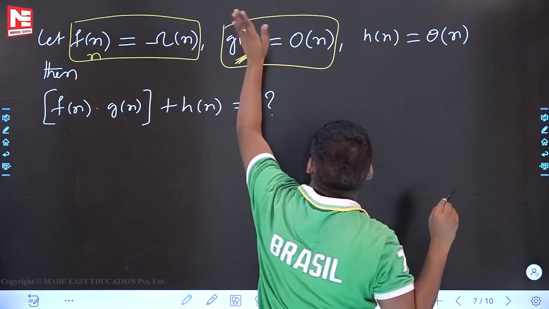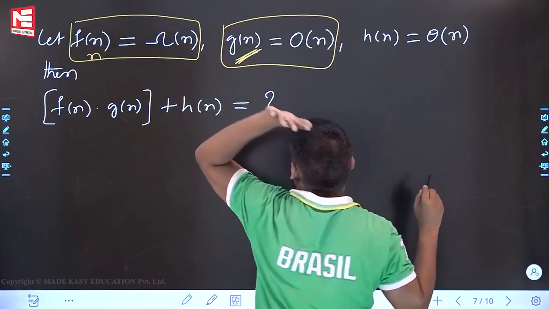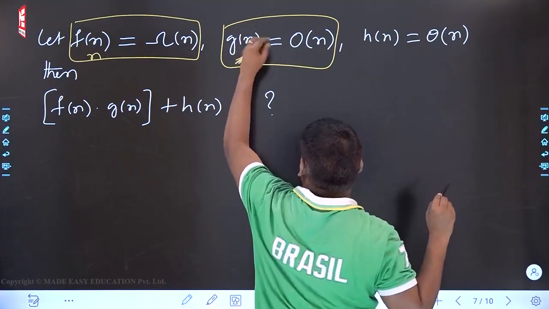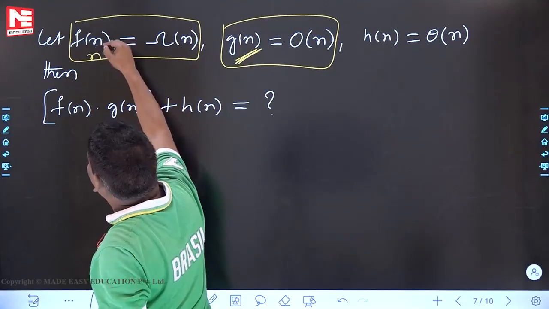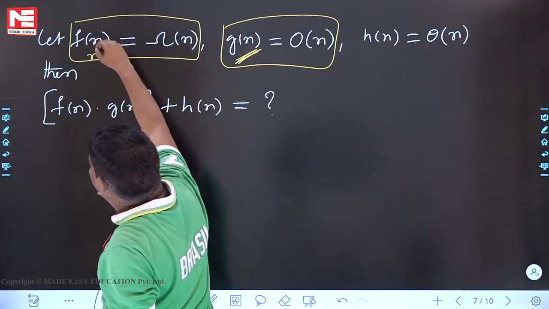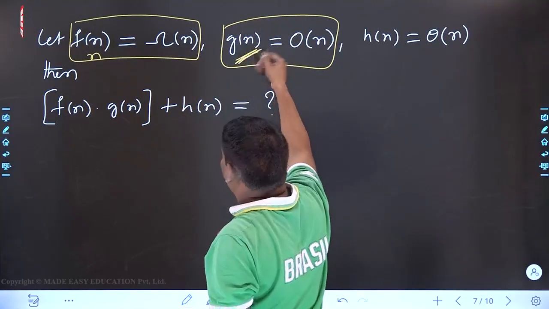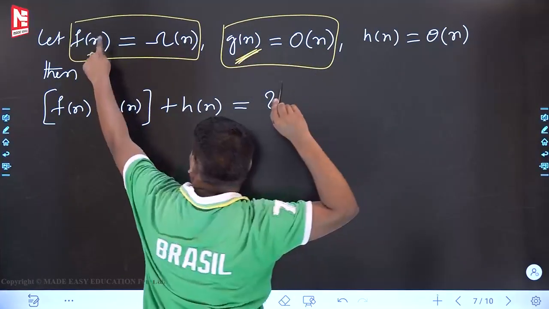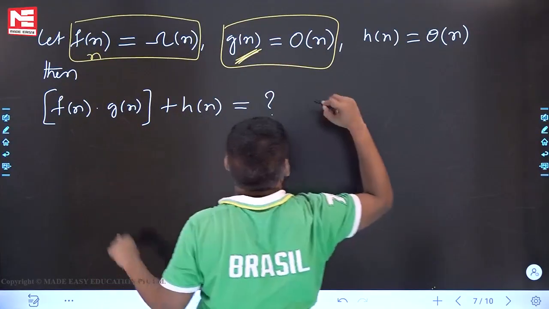The possibilities here are less than n or equal to n, right? Please be careful. So here, what is the possibility? N or more than n. The possibility here is n or more than n. Here, what is the answer? N or less than n. It is going to be n or more than n. It is going to be n or less than n.